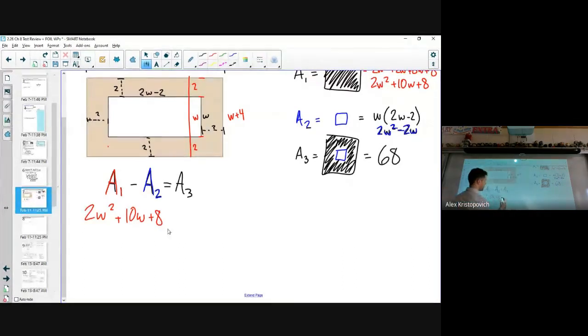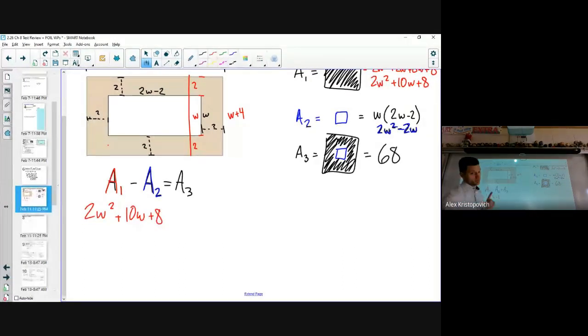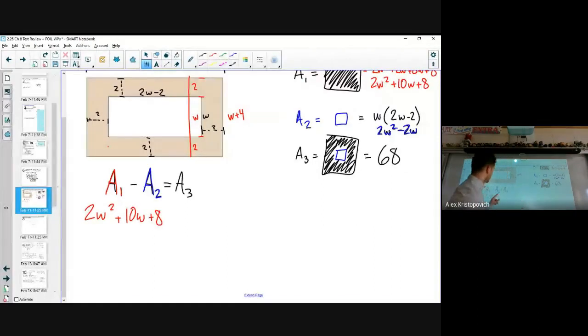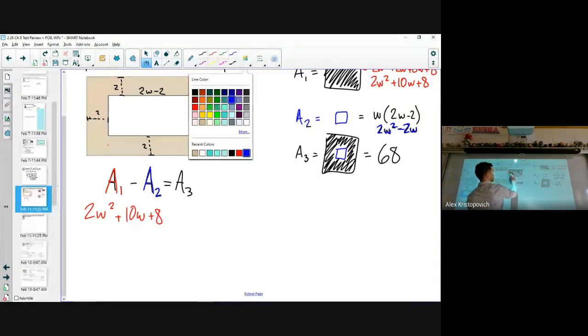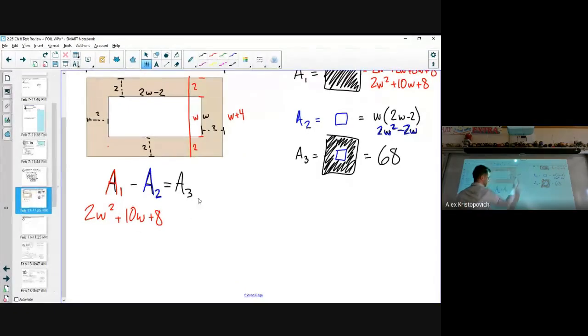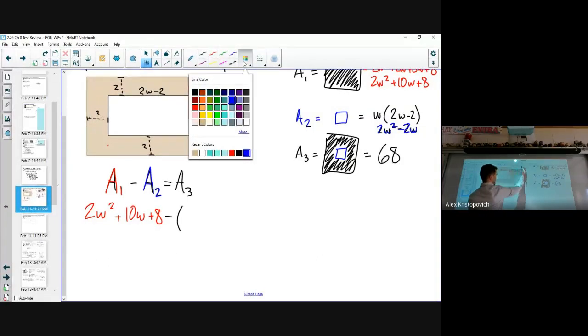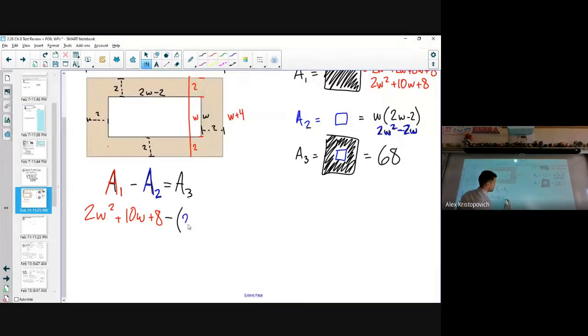All right, so 2W squared. Check this out. This is important. It says minus A2. Make sure we include parentheses. I'm going to talk to you about why in just a second. So we have 2W squared minus 2w.